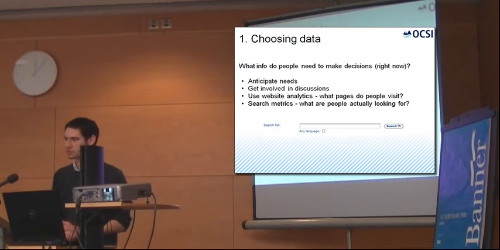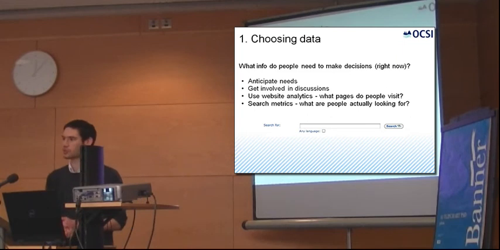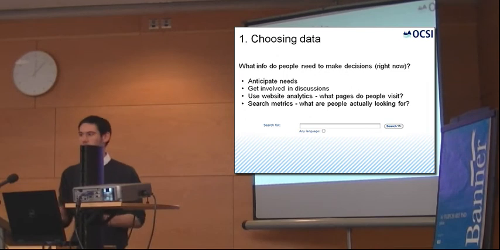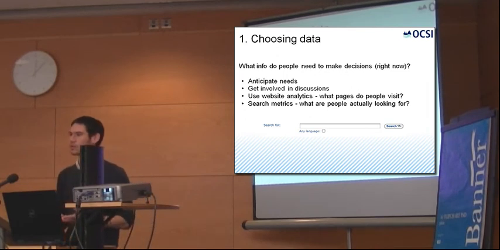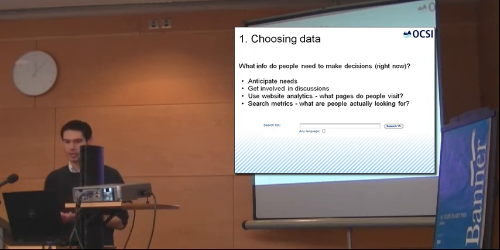So to start off, just to look at choosing data, fairly simple. What information do people need to make their decisions right now? I've just put the first 2 points: anticipate needs and get involved in discussions. And they're fairly general points throughout this whole thing, I think. Some of this is really around seeing what discussions are out there and going out there and finding out. And that's really important.